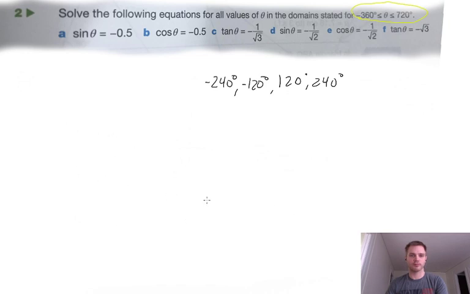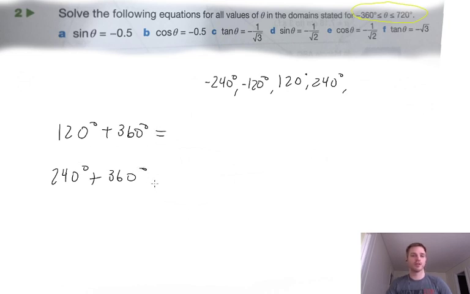Okay, sorry. And then same thing, we're going to take 120 degrees, which are our reference angle. Both of these are reference angles, and we're going to add one cycle to them and get 360 degrees. Add 360 degrees, which is one cycle to each of them. And we will get 480, and we will get 600 degrees.